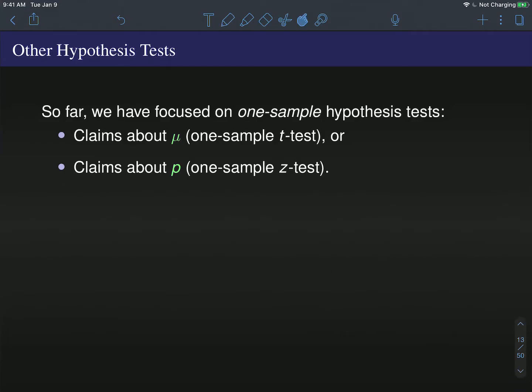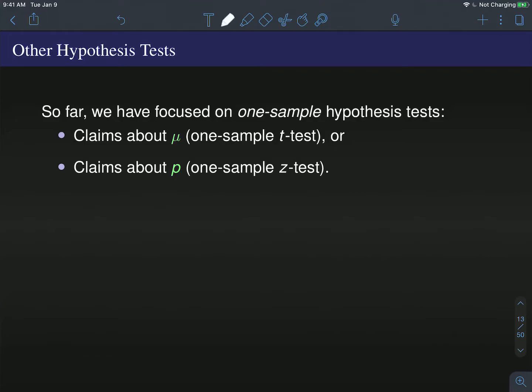These are claims about a single population parameter. So it's either a claim about a mean or it's a claim about a population proportion. You might call the claim about a mean a one sample t-test because we use our t-distribution to model that null sampling distribution. And you might call the claim about our population proportion a one sample z-test because we use our standard normal distribution to model that null sampling distribution.